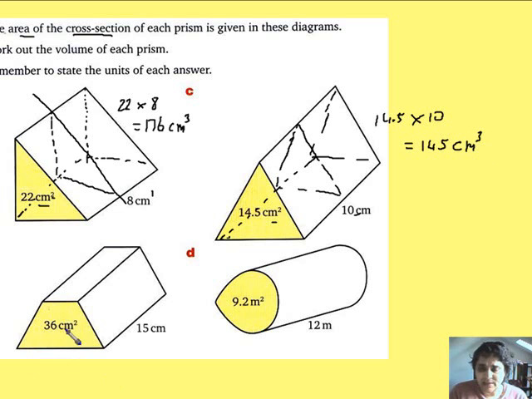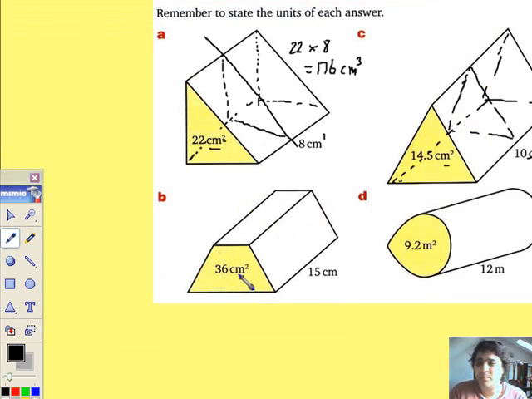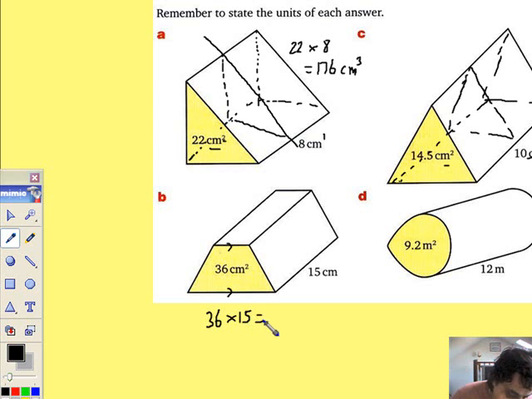Now this one is a prism based upon a trapezium. This front face is a trapezium there, two parallel lines. That's what defines it as a trapezium from previous videos. So we essentially go 36 times 15, definitely grab your calculator, 36 times 15, we have got a volume of 540 centimeters cubed worth of space.